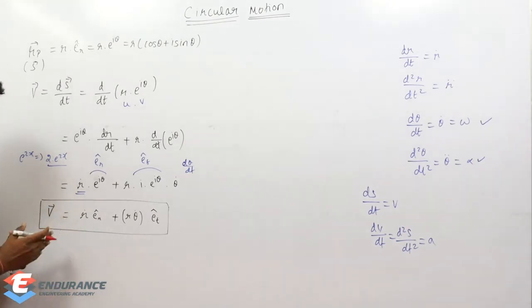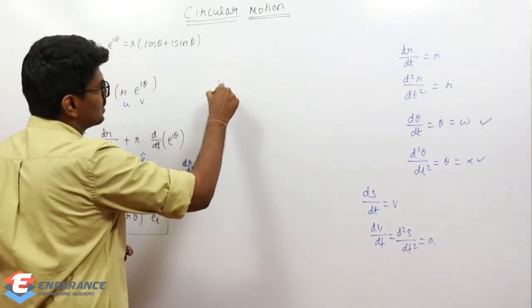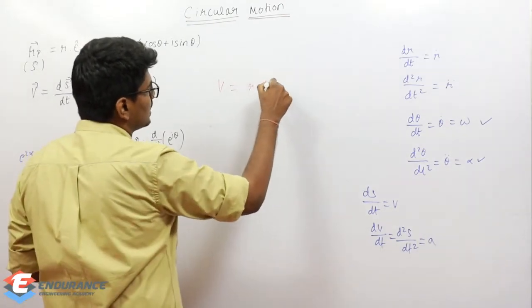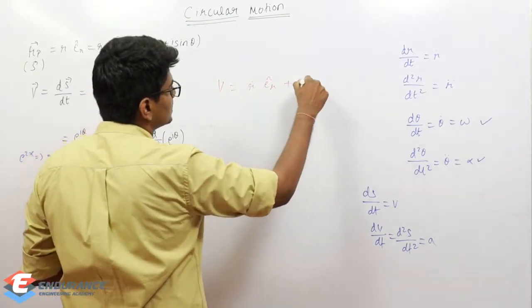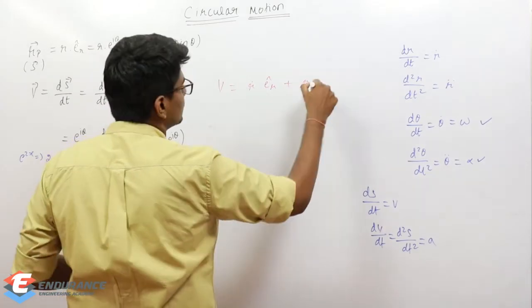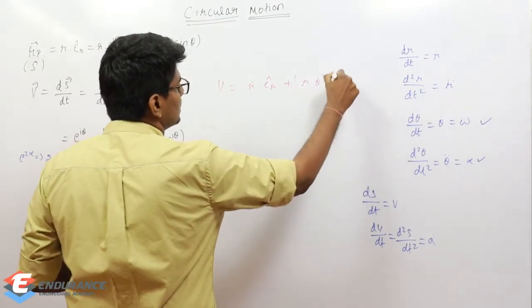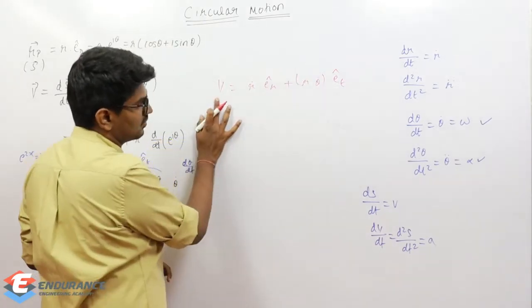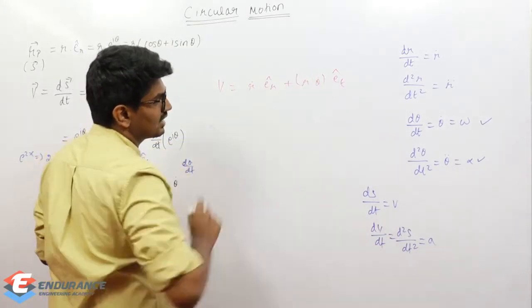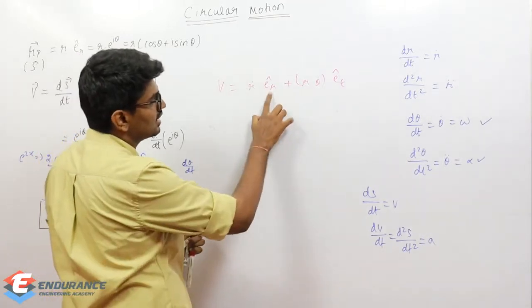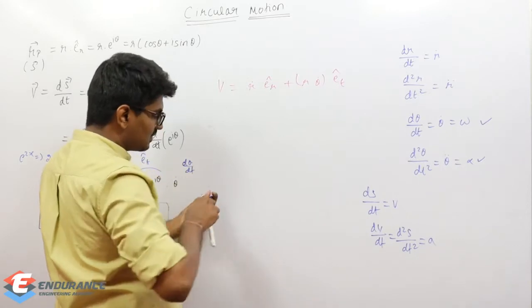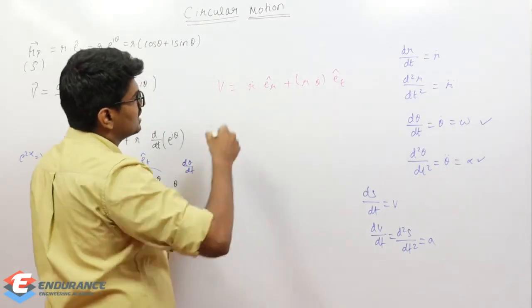So see, very simple, velocity vector is equal to, let me write it here, velocity vector, which is equal to r dot into er cap plus r into theta dot into et cap. So these two represent the direction. This is representing radial direction, this is representing tangential direction. This is obviously the velocity vector.